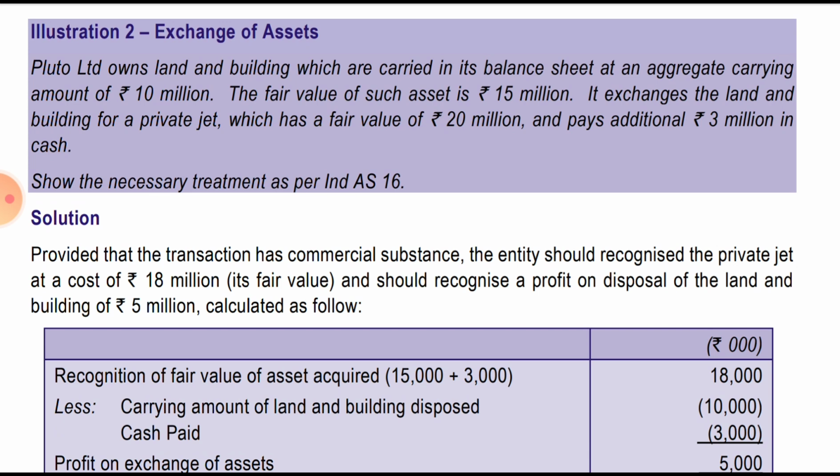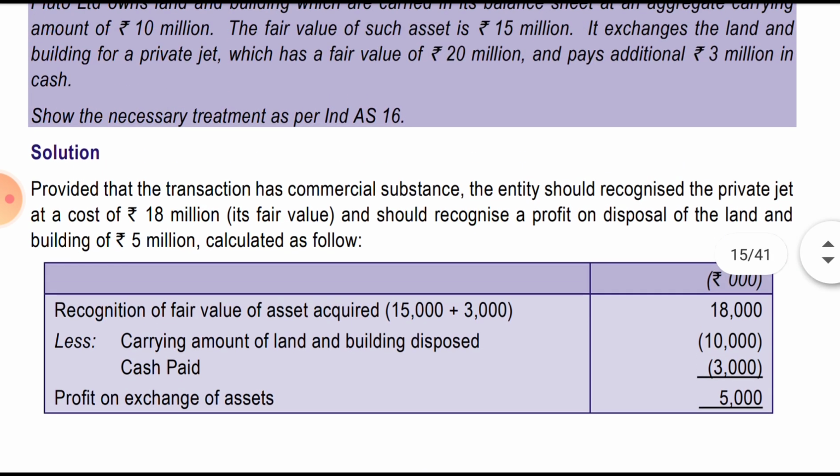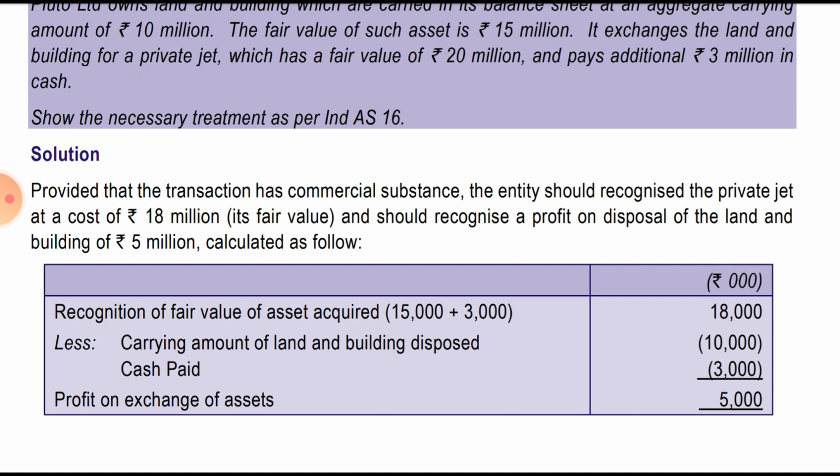So first of all there is a gain of revaluation from 10 to 15 million. A 5 million gain is there, and we would be recognizing the jet at the fair value of the asset acquired. Provided that the transaction has commercial substance, the entity should recognize the private jet at a cost of 18 million, that is fair value, and should recognize the profit and gain on the disposal of the land and building of 5 million as calculated below. So the fair value of the jet 18 million, less carrying value of land and building, less cash paid.